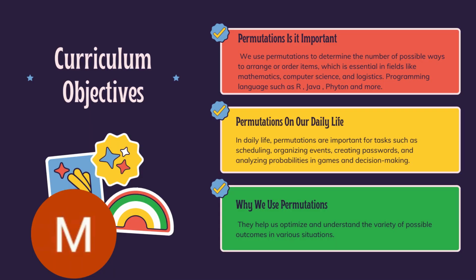So for the objectives, is permutation important? Of course it's important. We use permutation to determine the number of possible ways to arrange or order items, which is essential in fields like mathematics, computer science, and logistics, and programming languages such as R, Java, Python, and more. In daily life, permutation is important for tasks such as scheduling, organizing events, creating passwords, and analyzing probabilities in games and decision making. Why do we use permutation? It helps us to optimize and understand the variety of possible outcomes in various situations.